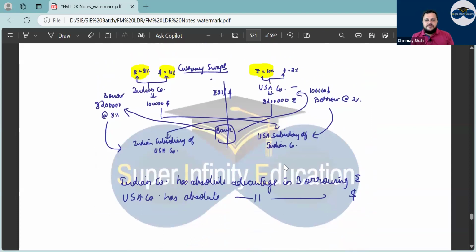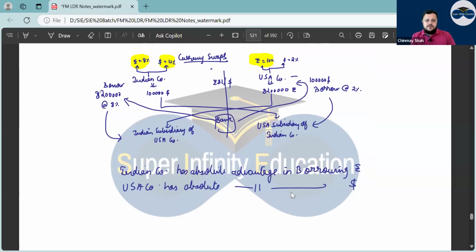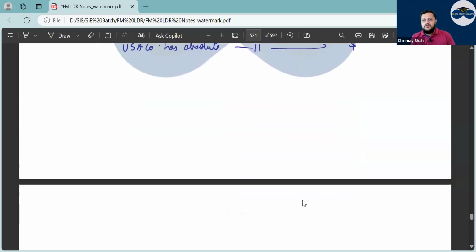Currency swaps are what? Tell me. An Indian company wants to borrow dollars, a US company wants to borrow rupees. If the Indian company borrows dollars in India, it will be expensive. If the US company borrows rupees in the USA, it will be expensive. So the Indian company borrows rupees and gives them to the US company or its subsidiary, and the US company borrows dollars and gives them to the Indian counterpart in the USA. Both have an absolute advantage in borrowing.